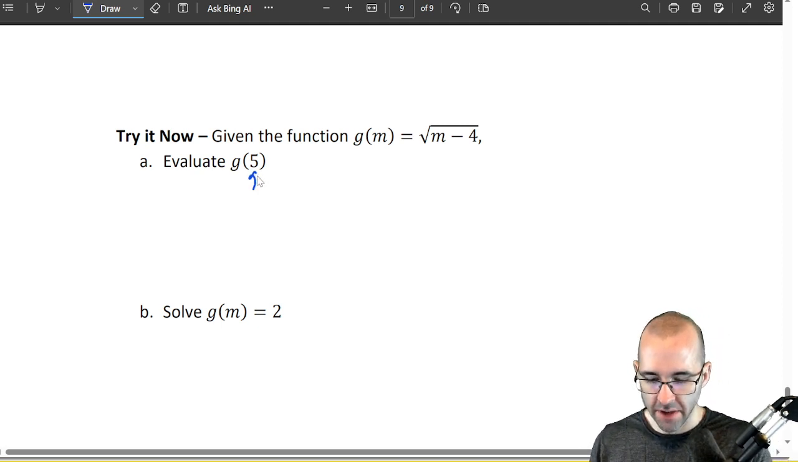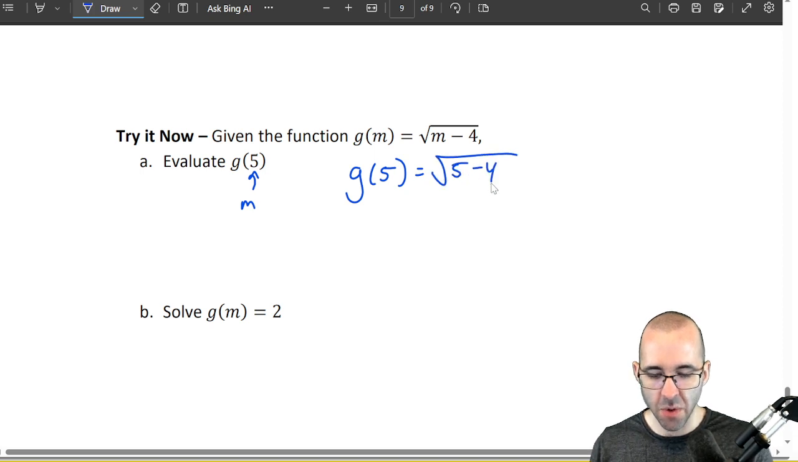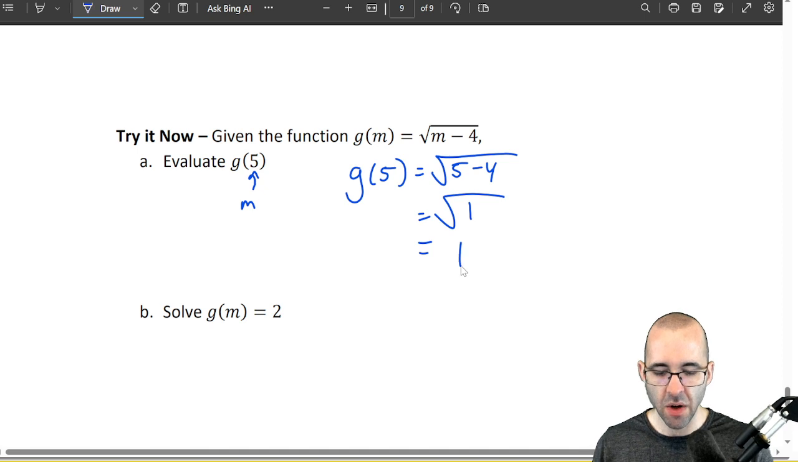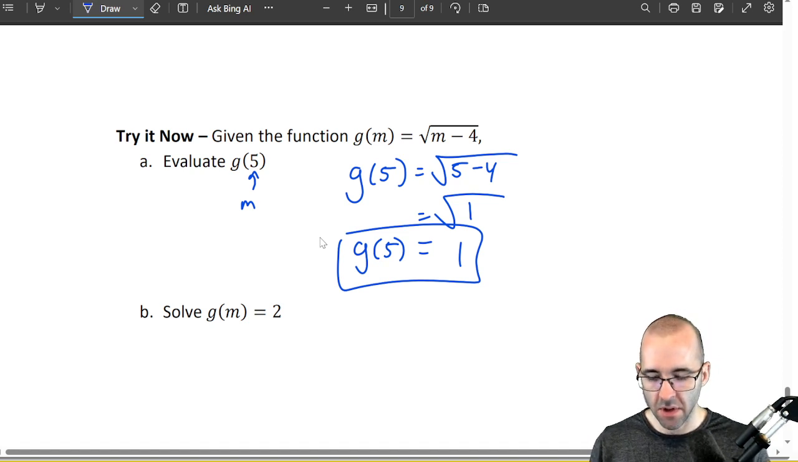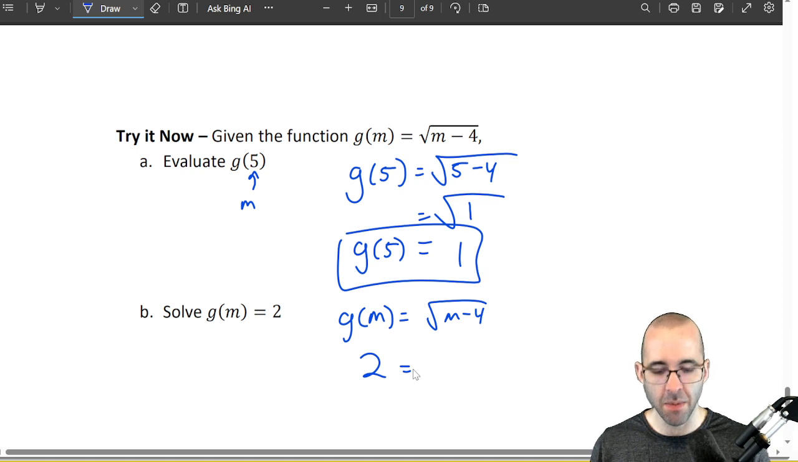You have 5. 5 is our input, our m, so we're going to replace all those m's with 5. Square root of 5 minus 4. 5 minus 4 is 1, and the square root of 1 is 1. And now, likewise, g of m is the square root of m minus 4, but we also know that g of m is 2. So let's replace g of m with 2.